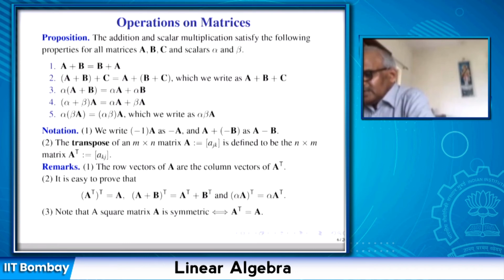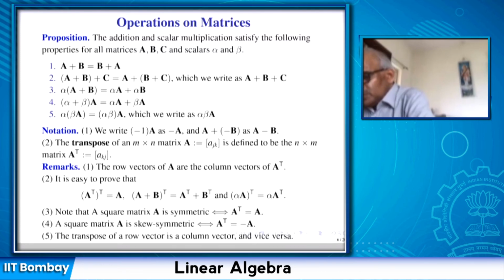A matrix is symmetric if and only if A transpose is A. Okay? A matrix is skew symmetric if A transpose is minus A. Transpose of a row vector is a column vector. Transpose of a column vector is a row vector. Okay, so this is how transpose behaves with respect to addition and scalar multiplication of matrices.